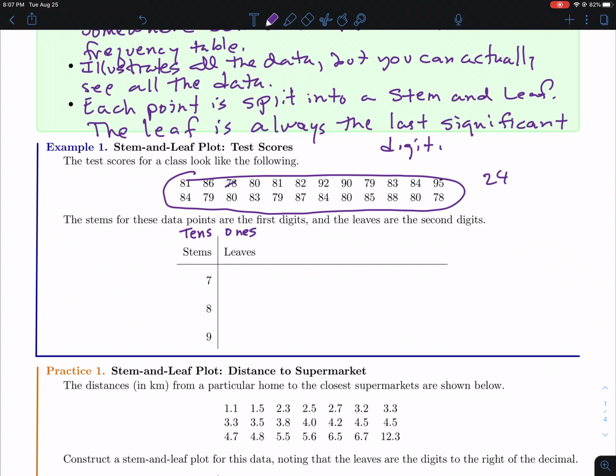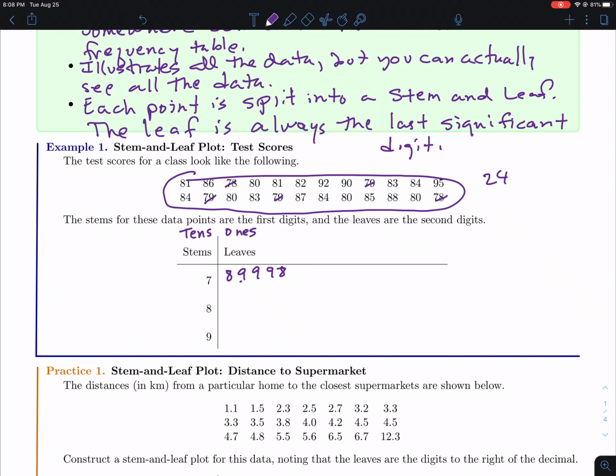In this case, 78, so that means we're going to put an 8 here for the leaf, and I scratch it out to know I'm going to get rid of it. I got a 79, so I'm going to put a 9. Notice I don't put any commas or anything like that. I just list all the numbers. So there's another 9, and then an 8. After you've listed them all out, you could go back and reorder them lowest to highest, but I'm just going to leave mine like this for now. And so I can see that I've got 1, 2, 3, 4, 5 numbers in the 70s.